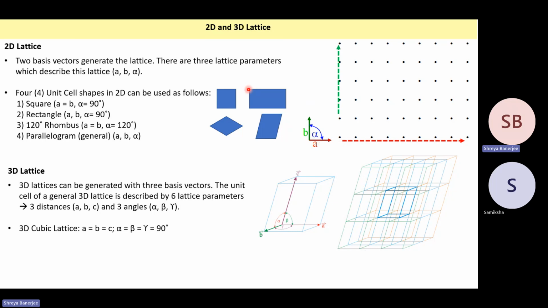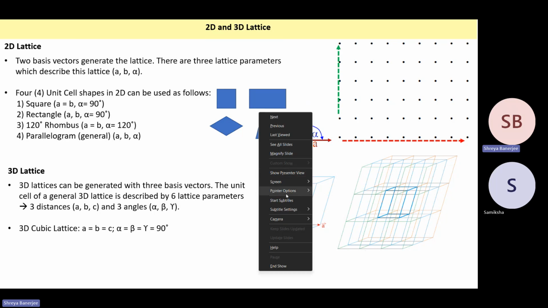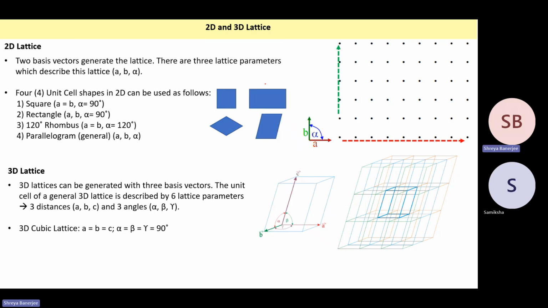So imagine you have a rectangular 2D lattice. Then you have one length A, one length B, and you have the angle between A and B, which is called alpha. So these are the 3 lattice parameters in any 2-dimensional lattice.